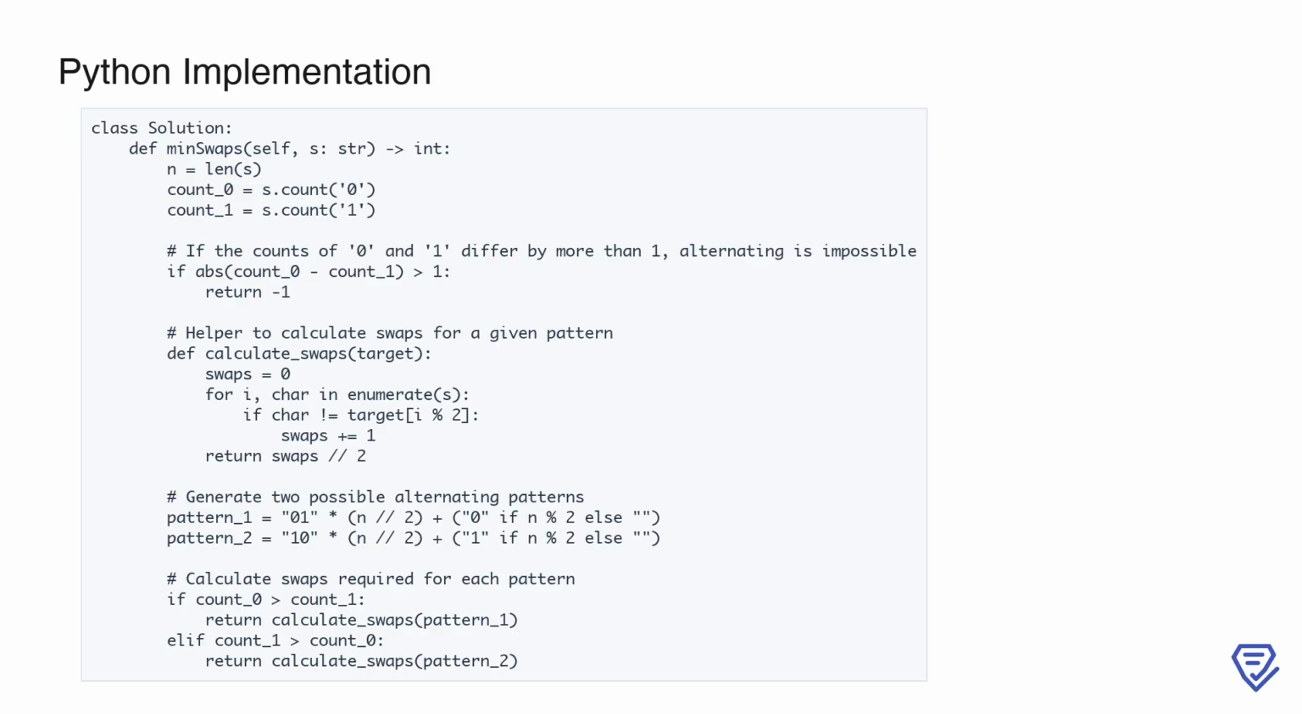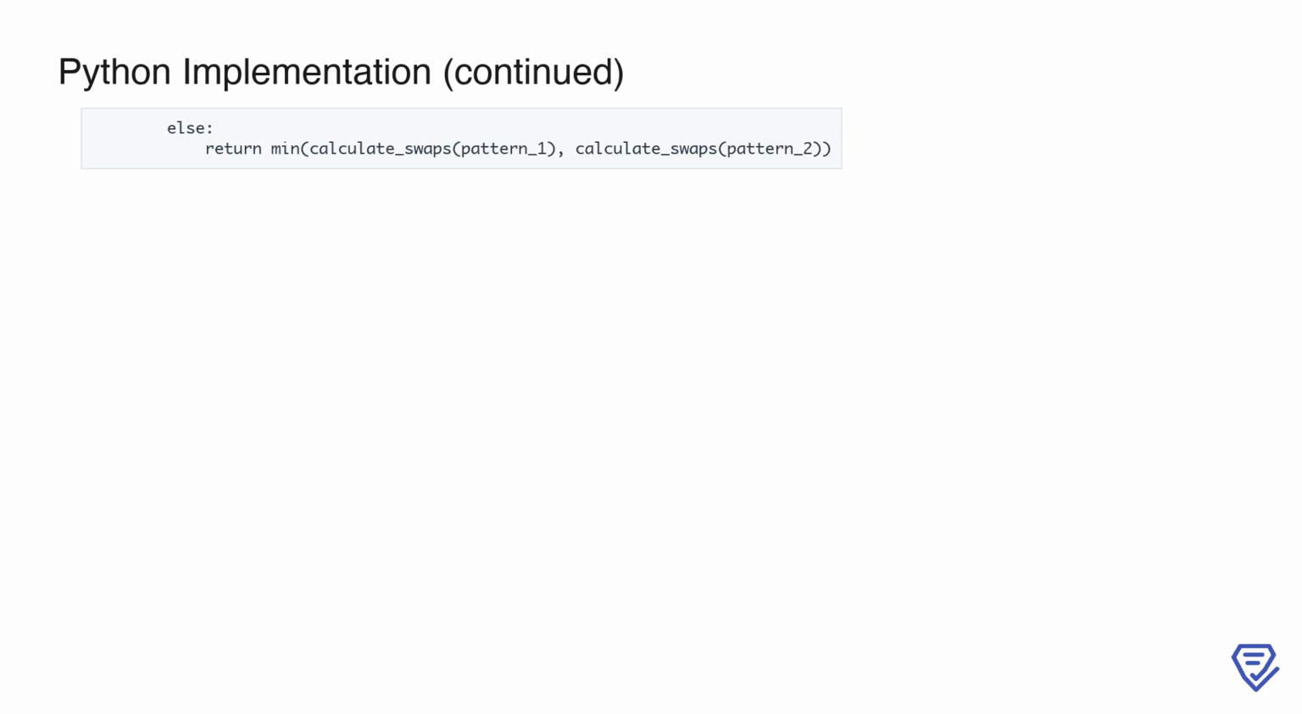Finally, we construct 2 possible alternating patterns, pattern_1, which starts with 0, and pattern_2, which starts with 1. These patterns are generated based on the length of the input string, ensuring they alternate correctly and account for odd-length strings if needed. If the count of zeros is greater than the count of ones, we know the valid alternating string must start with 0, so we calculate the swaps required to match pattern_1 and return the result. Similarly, if the count of ones is greater, the valid alternating string must start with 1, so we calculate and return the swaps for pattern_2.